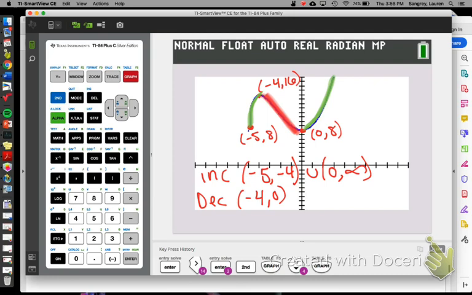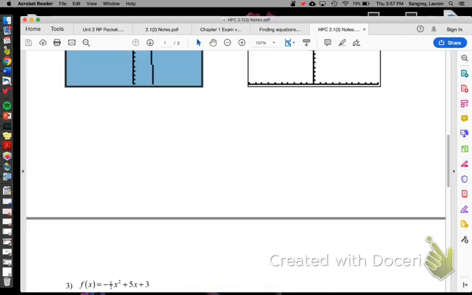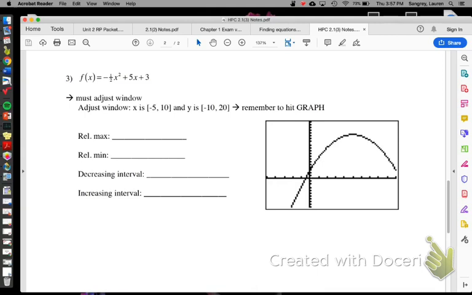Awesome. I would like you to pause the video and try number 3 on the back of your notes. And I am going to let you check your final answer. Notice it does say to adjust the window. So your relative max should be 5 and then 15.5. There is no minimum. Your decreasing interval is from the x values of 5 to infinity. Your increasing is from negative infinity to 5.